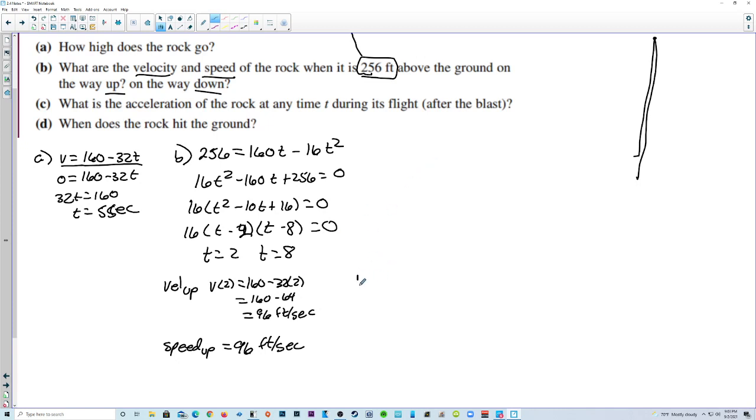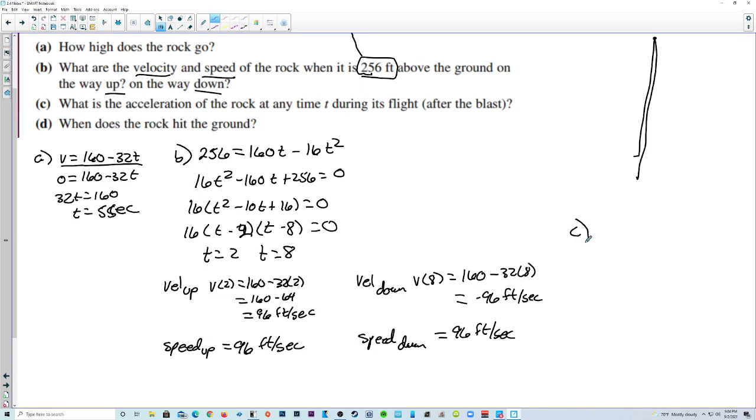Then we have velocity coming down now. v of 8 is equal to 160 minus 32 times 8, and that's negative 96 feet per second. So the speed coming down is equal to 96 feet per second, because speed is the absolute value of velocity.